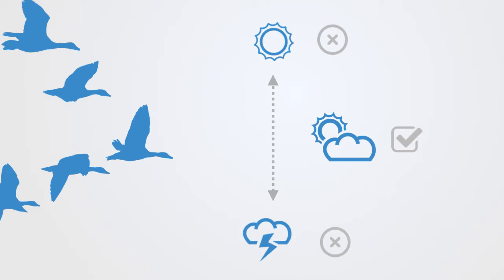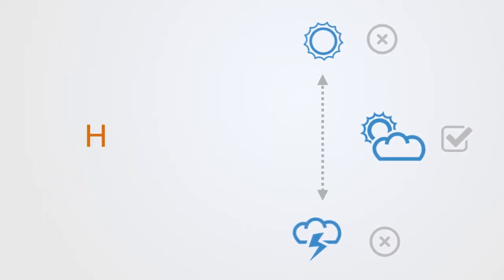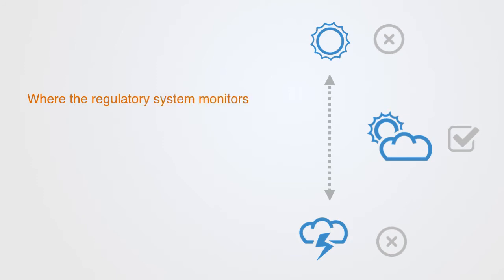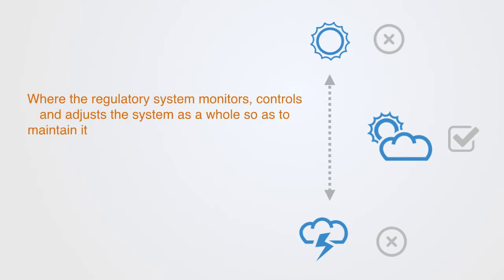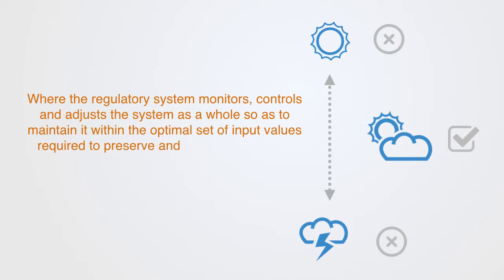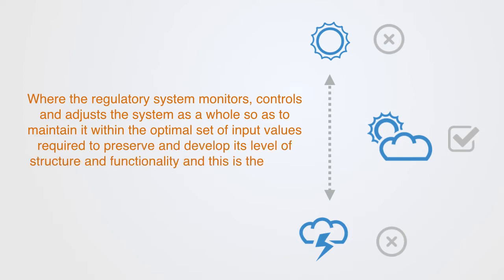If we are cold and there is a fire nearby, we will move towards it. If we are very poor, we will be driven to make money. If our economy requires a high input of oil, we will try to secure that resource. These are examples of homeostasis, where the regulatory system monitors, controls, and adjusts the whole system so as to maintain it within the optimal set of input values required to preserve and develop its level of structure and functionality. And this is the same for all complex adaptive systems.